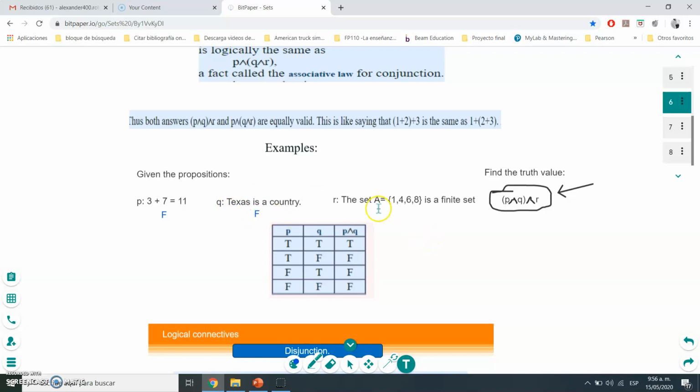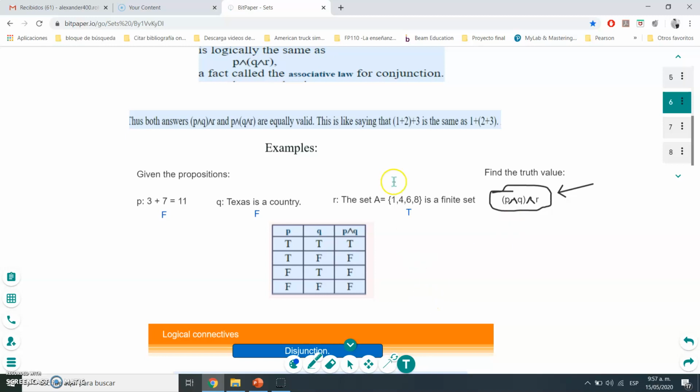Okay, and the next one says the set A, 1, 4, 6, and 8, is a finite set. Is that true or false? Of course it's true, because we don't have ellipses here. So we have 1, 2, 3, 4 numbers. Only 4 numbers. So this is a finite set because it has a limited number of elements. All right, so this is true. Now we already have the truth values of P, Q, and R. Now we can start solving the truth value of the three propositions.